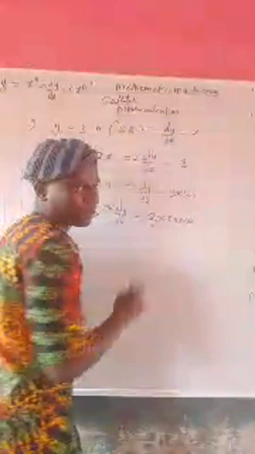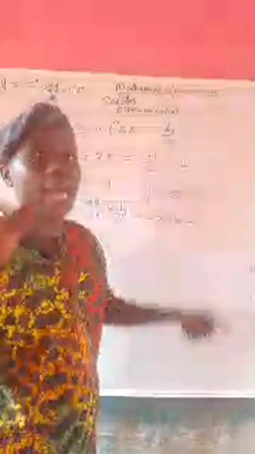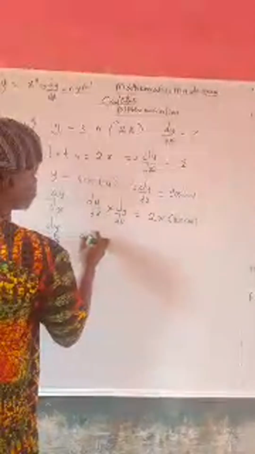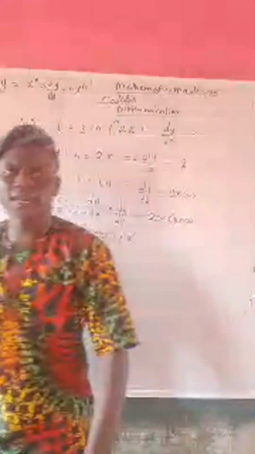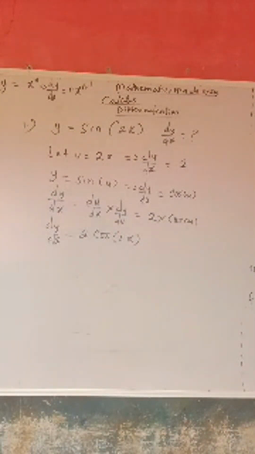Then remember, you can't stop here. You have to put back the original function of u, and we know u is 2x. So we have dy/dx equals 2 multiplied by cos 2x. I hope we are getting it, guys. Okay, guys, now let's move on.